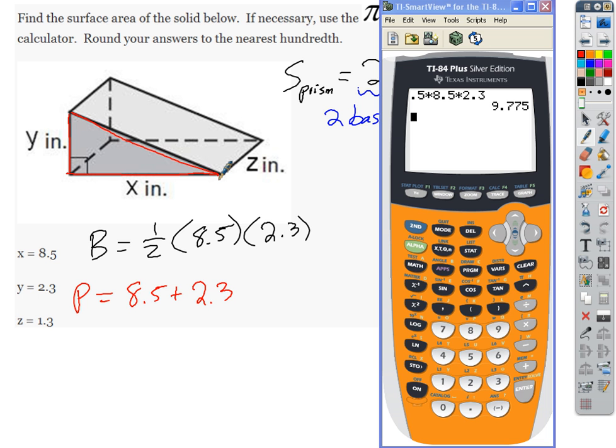We know by the Pythagorean theorem that's the hypotenuse of a right triangle, right? So the length of that side squared equals x squared plus y squared. So this side must be the square root of x squared plus y squared. So plus the square root of 8.5 squared plus 2.3 squared. And I feel like people are getting really good at using the Pythagorean formula now. You use it a lot. That's one of those things that comes up again and again.